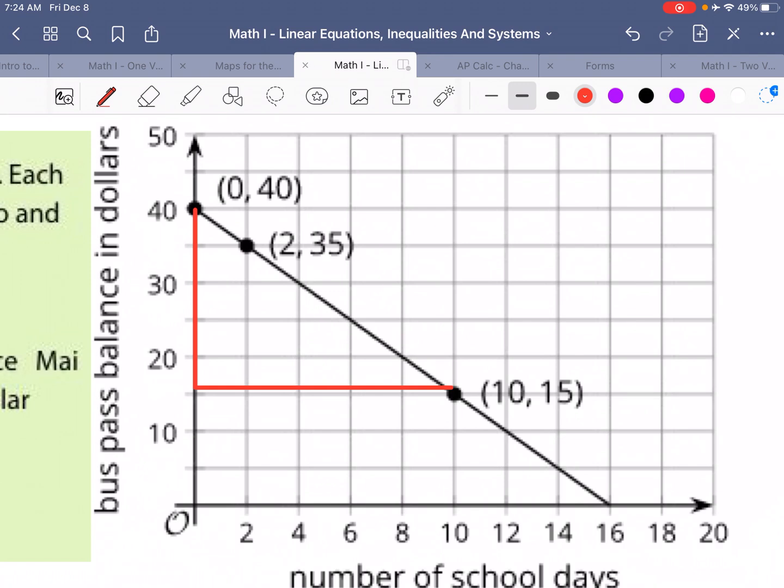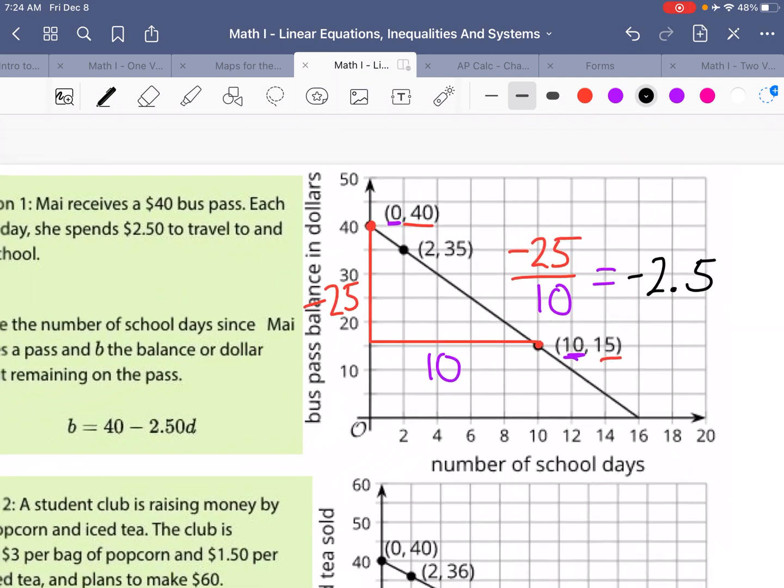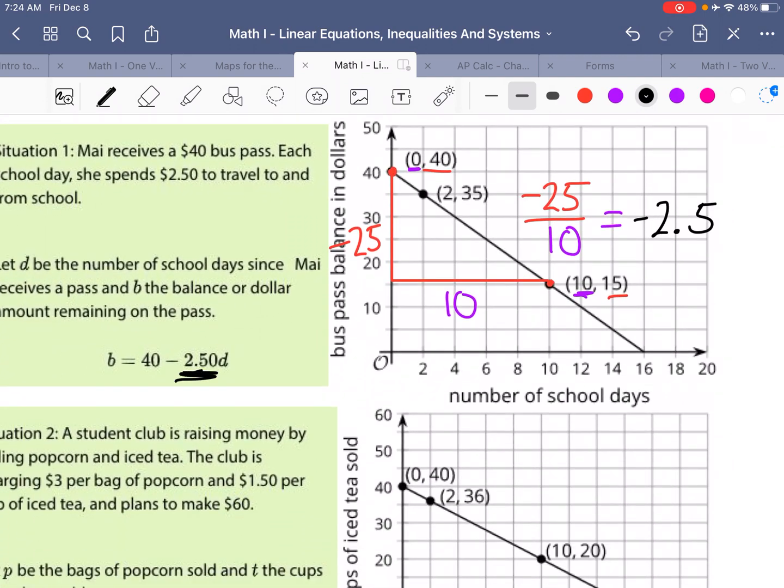If we take a look at this, my change in y from this point down to this point, I'm going from 40 to 15. That's going down by 25. And then, looking at my change in x, I'm going from 0 to 10. That's a positive change of 10. So my slope, looking at my graph, is negative 25 over 10, which is negative 2.5. And if we look back at our equation, we can see that we've got that negative 2.50 right there.